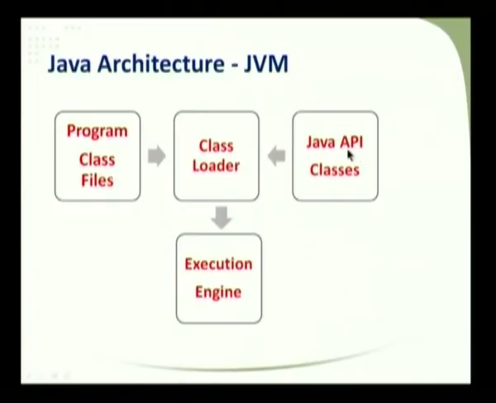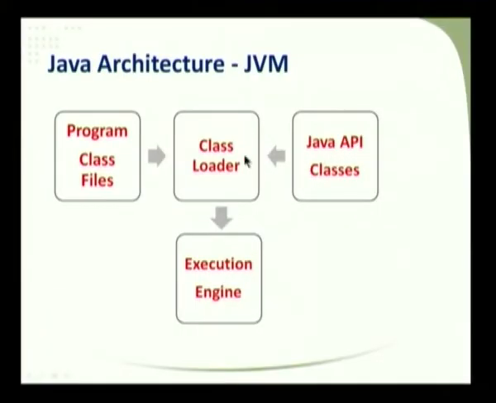Whereas here we have a set of Java APIs. API is nothing but application programming interface. This Java API is a set of classes and interfaces packaged by Sun for us. It is a set of predefined classes and interfaces which you can extend and create your own set of classes. The work of the class loader is to load the Java API classes that are needed and the program class files that are needed in order to execute a particular program, and then it will give everything to the execution engine, which will execute your program and give you the result.